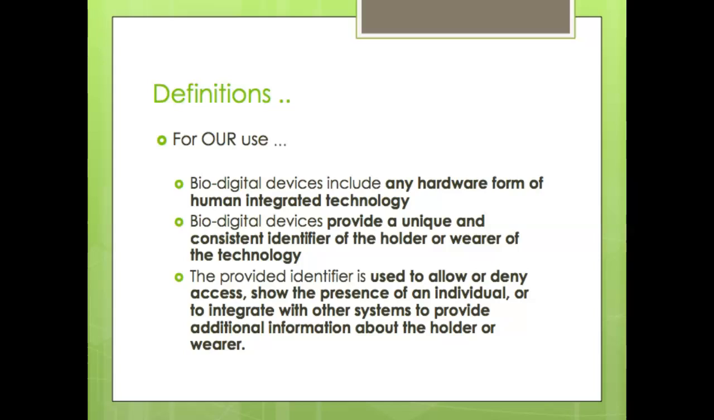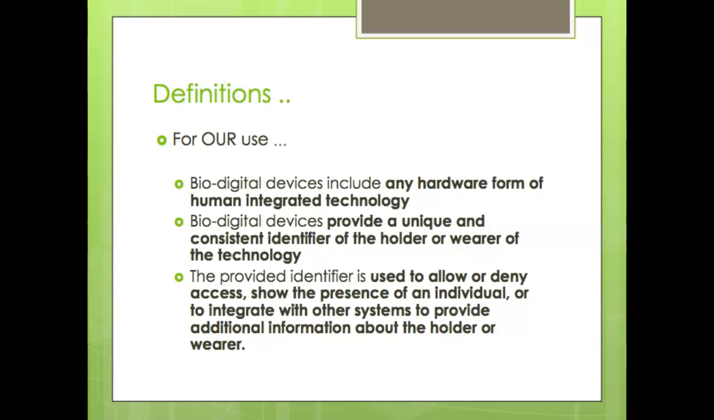So first we start off, as we should, with some definitions. A biodigital device is any hardware form of human integrated technology. So it is a piece of security hardware that uses biology, uses the human physiology, uses some human element to work, right? It provides a unique and consistent identifier of the holder.